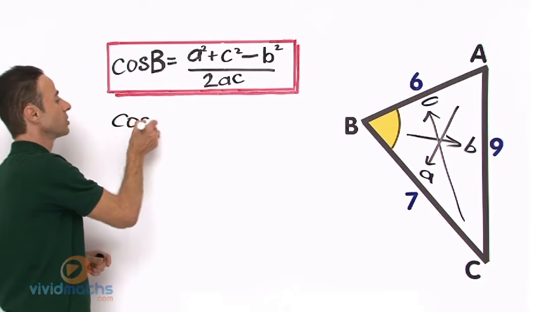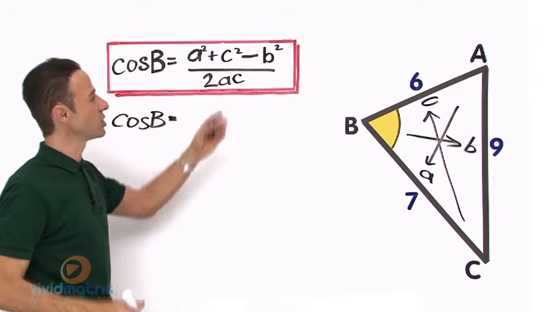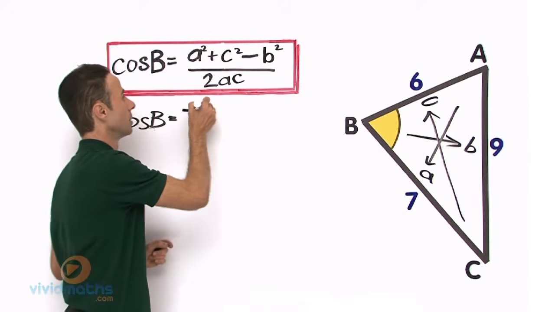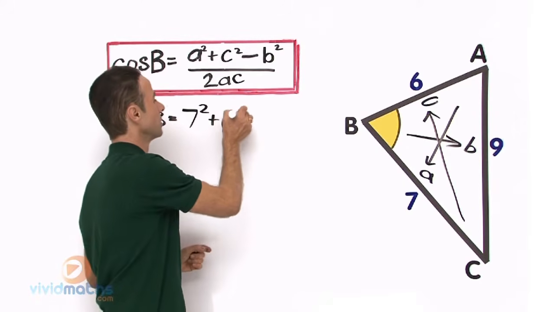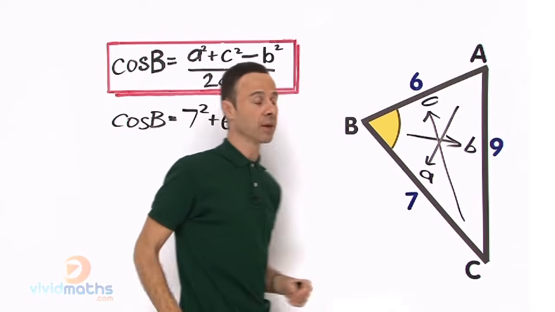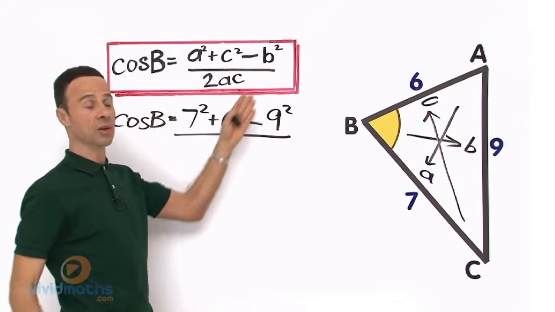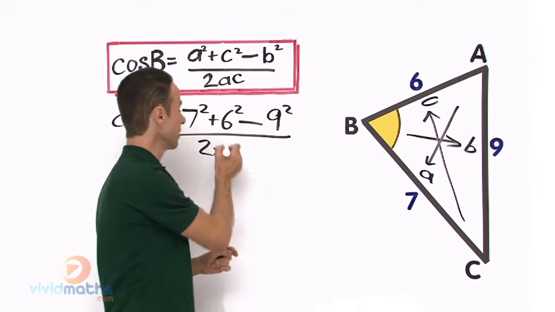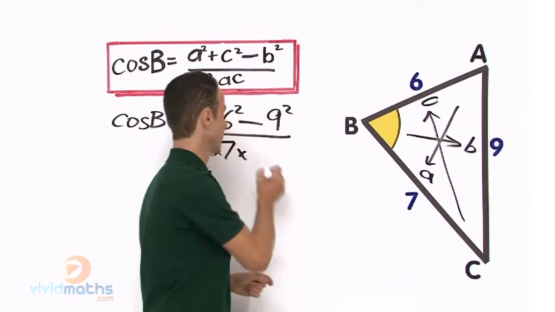So we have cos B, which is what we're looking for. And we have a squared and c squared. What do we have for a squared? We have 7 squared, yeah? Plus c squared, right up there, that's the 6. Minus b squared, and the b is across here. Right there we have a 9. So that's 9 squared, all over 2 times a times c, which is 2 times, we have a, that's the little a there, 7, times c. If we look at the little c right there, that's 6.